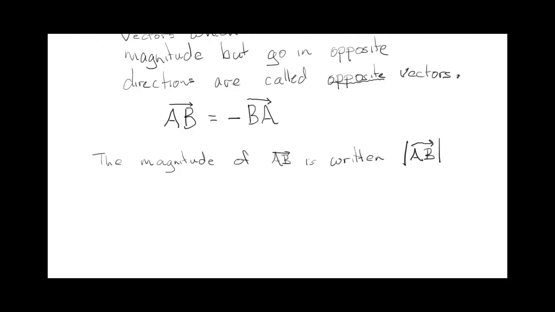So remember these opposite vectors, you could say that the magnitude of AB is equal to the magnitude of BA because they have equal magnitudes, so the same length, but they're not equal. The vectors are not the same because they're in opposite directions.